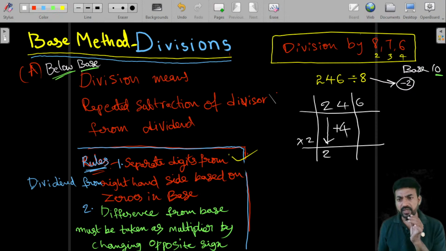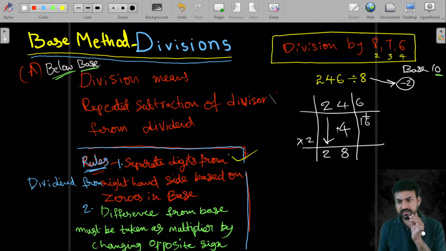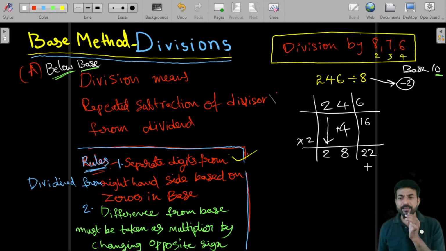So 4 plus 4, you have to add, 8 here. Now 2 8s are 16. 16 here. Add these two. What will you get? 16 plus 6, 22. So remainder is 22.